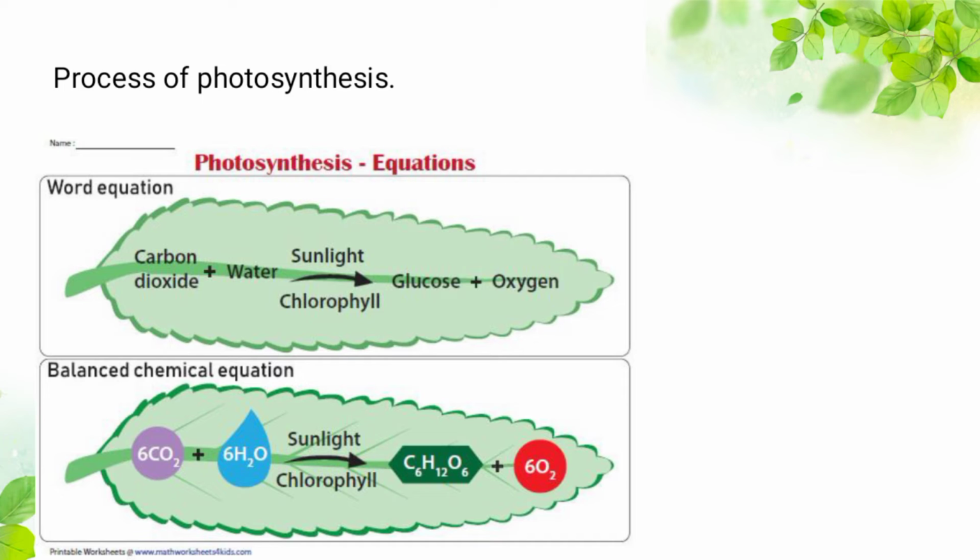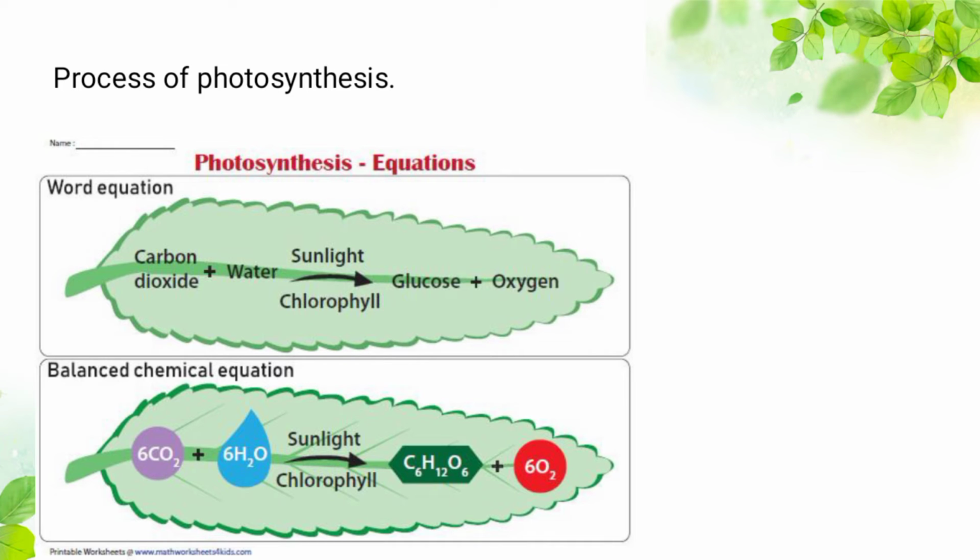So you can see a chemical equation there. CO2 plus H2O. CO2 stands for carbon dioxide and H2O stands for water. In the presence of sunlight and chlorophyll, they again form C6H12O6. That is nothing but the chemical formula of glucose, the food prepared, and O2, that is oxygen, given out by the plant. So remember this in your mind.